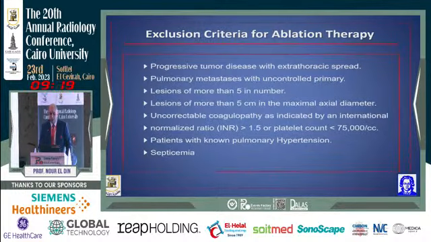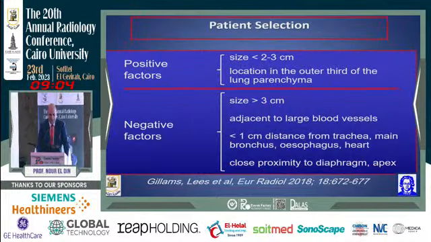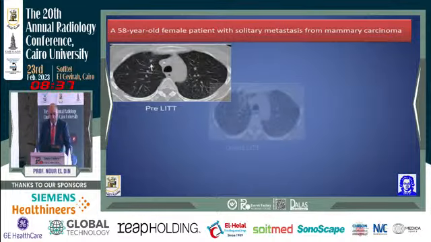The exclusion criteria: progressive lung disease and non-controlled primary in cases of metastasis, or when the number of lesions is above 5 or the axial diameter is above 5, and non-correctable bleeding profile of the patients. According to the literature, the most important positive factors that are associated with the best results are the tumor size between 2 to 3 centimeters, and the location at the outer third of the lung parenchyma. Negative factors are lesions above 3 centimeters in diameter and adjacent to major structures like the aorta or the pericardium or the trachea, and proximity to the apex and the diaphragm.